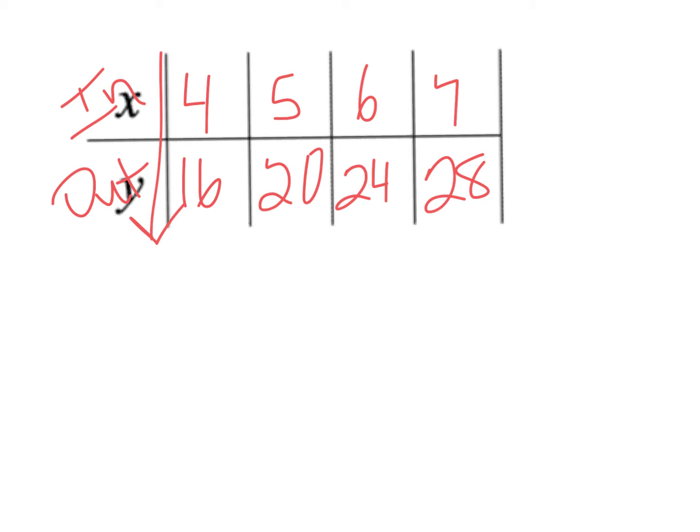I see some patterns developing, but if I only think input to output here, there's something consistently happening. What I see here, and if you know your multiplication facts, you probably already see it, is it's just timesing by 4. You're taking 4 and timesing it by 4 to get 16, or 5 times 4 gives you 20. So your rule here is going to be you're going to times it by 4, basically.